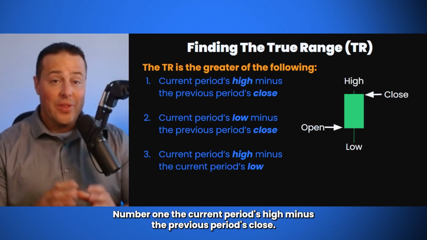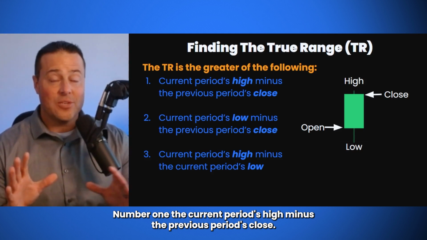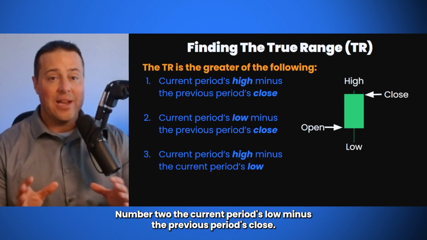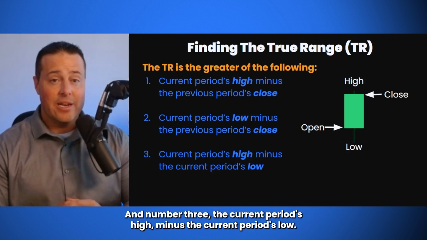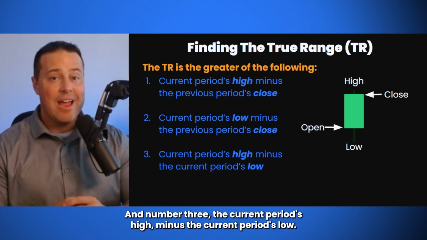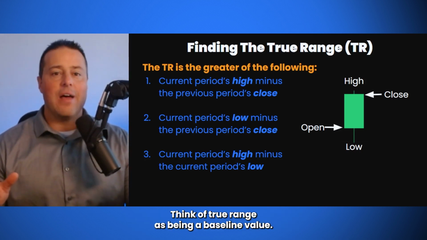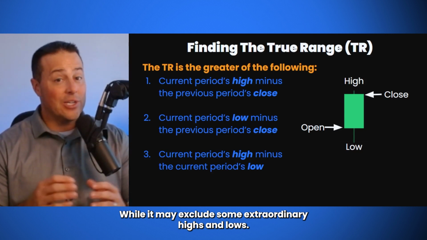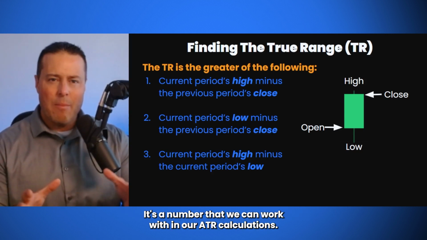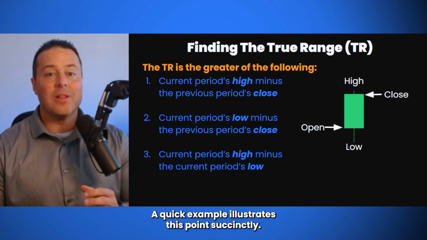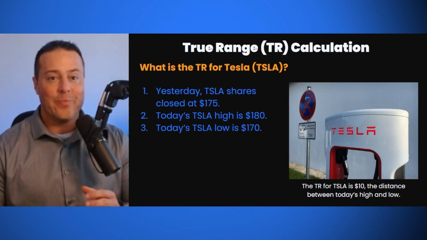Number 1, the current period's high minus the previous period's close. Number 2, the current period's low minus the previous period's close. And number 3, the current period's high minus the current period's low. Think of true range as being a baseline value. While it may exclude some extraordinary highs and lows, it's a number that we can work with in our ATR calculations. A quick example illustrates this point succinctly.